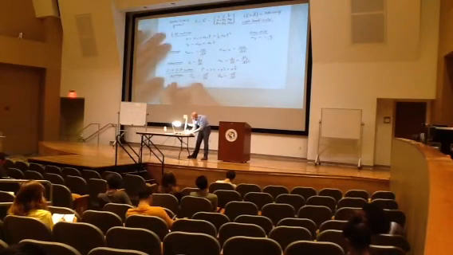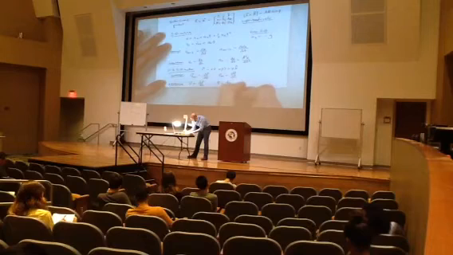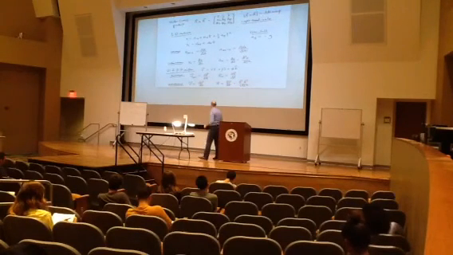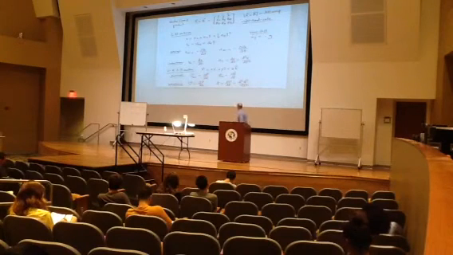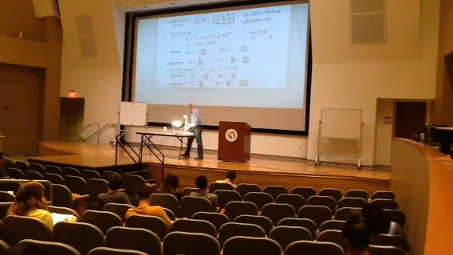And then again, if we wanted to do instantaneous, we just take the derivative. So dr/dt and dv/dt, or d squared r/dt squared, for the acceleration. Okay.